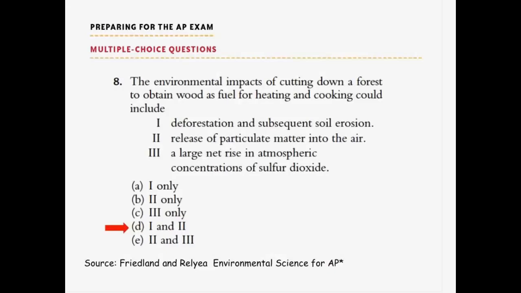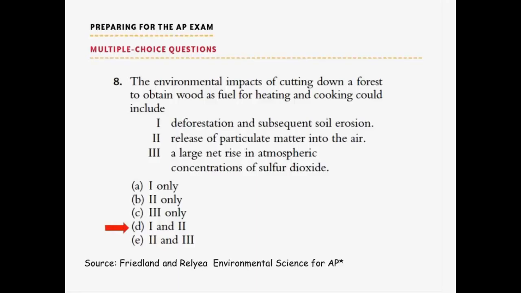And here's a multiple choice question that we're asking that really questions the student about some other things as well. It says the environmental impacts of cutting down a forest to obtain wood as fuel for heating and cooking could include, and so in a way this is a kind of system analysis that's talking about how you're obtaining the fuel and then what you're doing with that fuel when you try to harness the energy in it. You release particulate matter into the air.